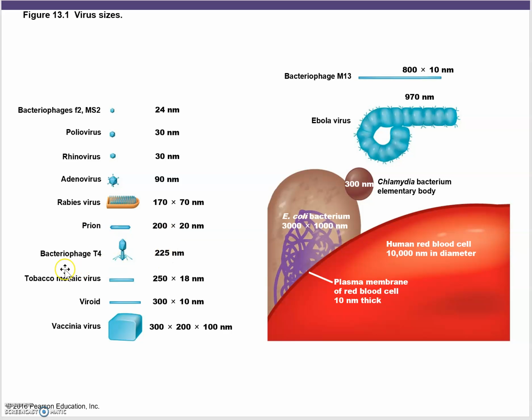But here, a typical bacteriophage. This one is much larger, 225 nanometers. Compare that, it's almost 10 times the size of these really tiny bacteriophages right here. And some other ones here. This one looks like a box, vaccinia virus. And then Ebola virus looks like a candy cane, sort of an evil candy cane, a very large virus right here. In comparison, here's an E. coli bacterium, the size. And then here you have a human red blood cell down here, which looks ginormous compared to a virus particle.